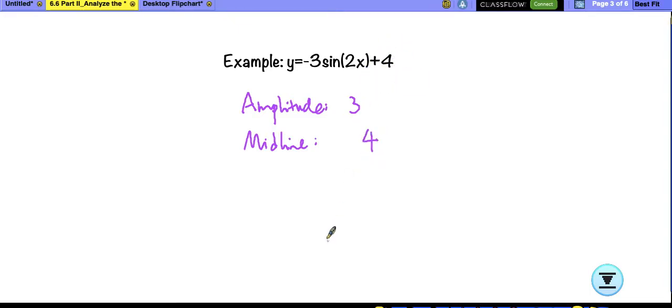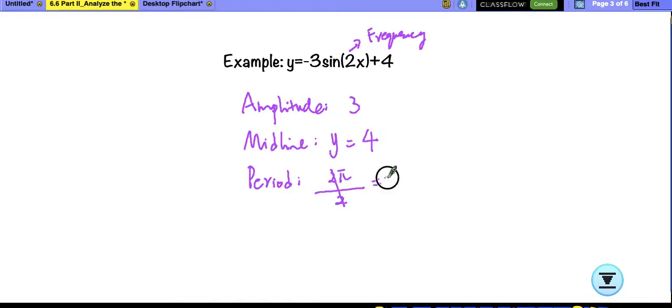But if you just say 4, that would be a mistake, because we need to write it as the equation y equals 4. The last one is a little different from before, because the period is determined by the number in front of x, which is 2. But you cannot say the period is 2, because this is actually the frequency. This number tells us that in one given period, which is 2 pi, we have 2 cycles. So the period is actually 2 pi over whatever the number is here. We cancel the 2, so the period is pi.